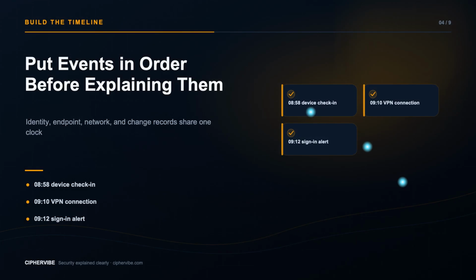A timeline turns disconnected facts into a sequence. Normalize timestamps to one time zone and record source clocks and known delays. At 8:58, Lena's managed laptop checks in as healthy. At 9:10, it connects to an approved corporate VPN. At 9:12, the identity provider records the sign-in from the VPN's new egress address. At 9:13, the finance application records a normal read-only session. Endpoint telemetry shows no unusual process, persistence change, or security control tampering around the window.